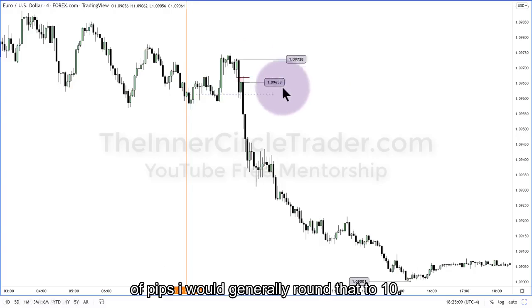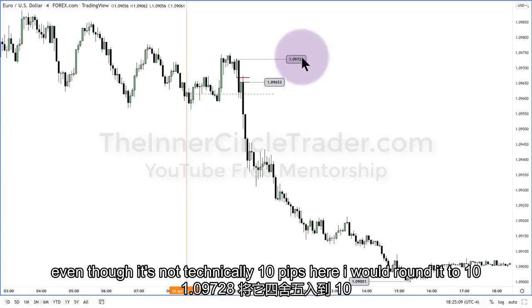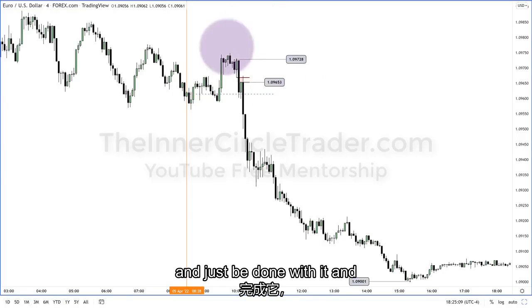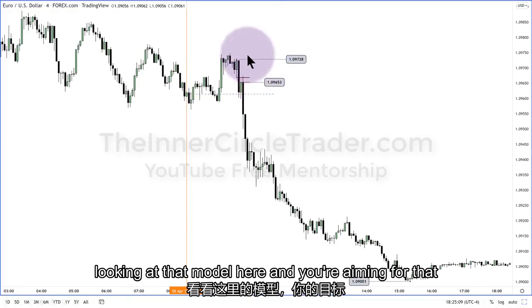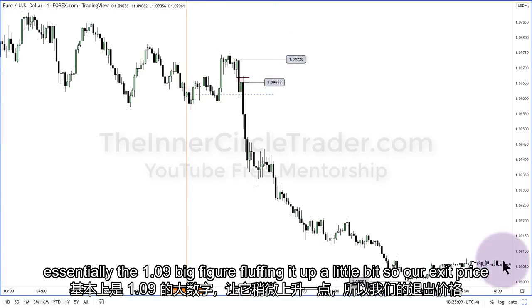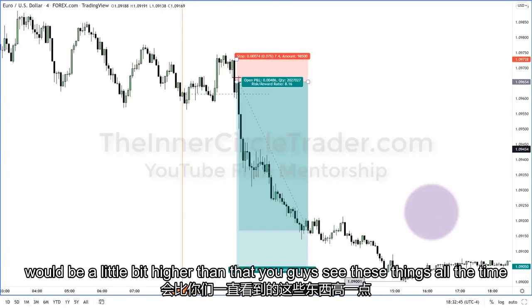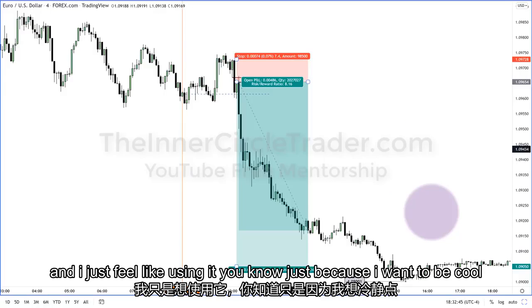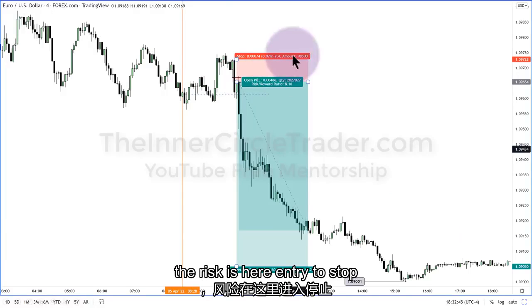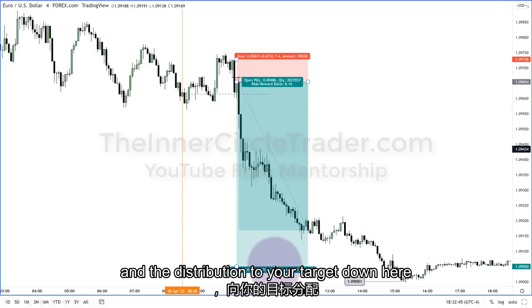That's not a lot of pips. I would generally round that to 10. Even though it's not technically 10 pips here, I would round it to 10 and just be done with it. And looking at that model here, you're aiming for essentially the 1.09 big figure, fluffing it up a little bit so our exit price would be a little bit higher than that. You guys see these things all the time, and I just felt like using it, just because I want to be cool. The risk is here. Entry to stop, and the distribution to your target down here.